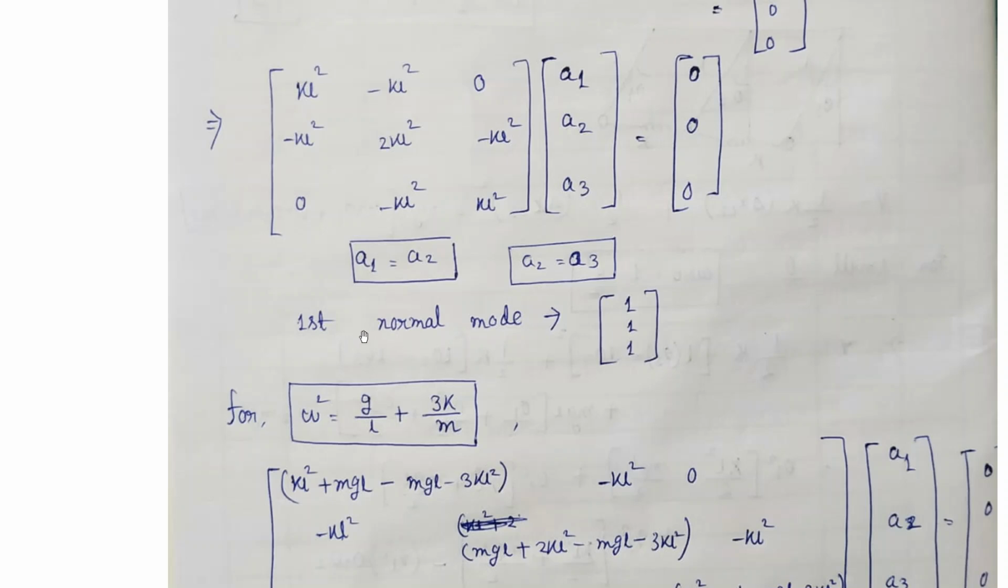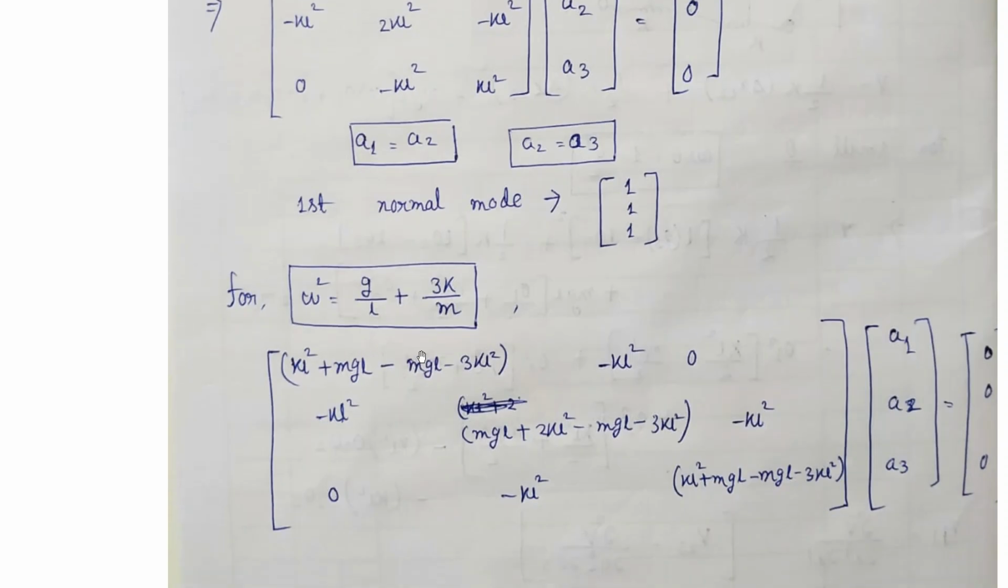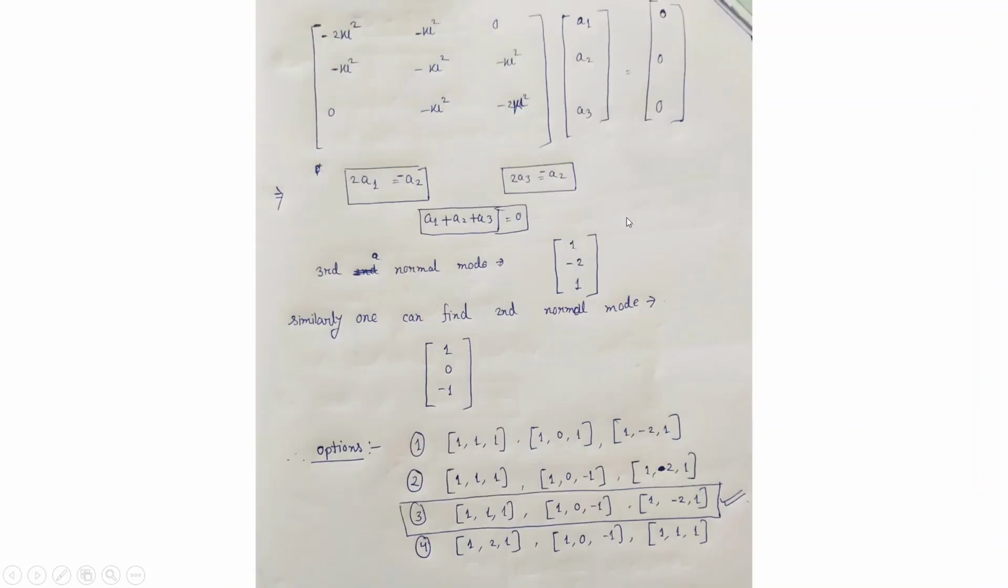Okay, so now try another omega. Here omega square is g by L plus 3k by m. The technique is similar in terms of omega square. In the place of omega square you have to substitute g by L plus 3k by m, and the diagonal elements are ml square. So this is the first diagonal term, this is the second diagonal term, and this is the third diagonal term, and other terms remain the same, and again multiplied by the column matrix of Ais, and this is a total null matrix. Okay, so this is now the product of matrices, and this is a null matrix.